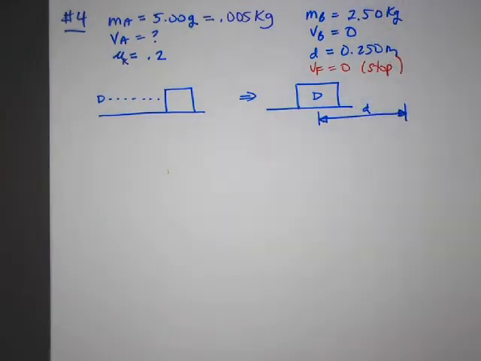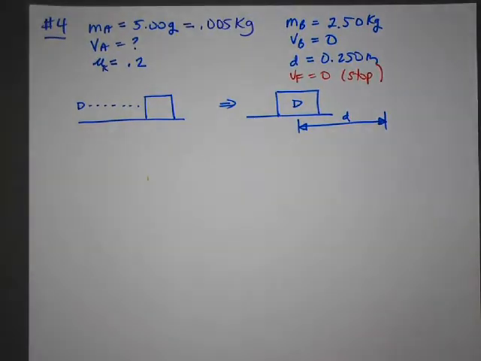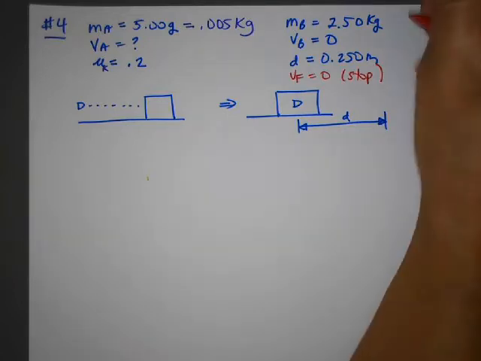Again, these are called hidden variables. I have to read a problem, and there are certain words that mean something. What is the initial speed of the bullet? So I want to find the initial speed, V naught.